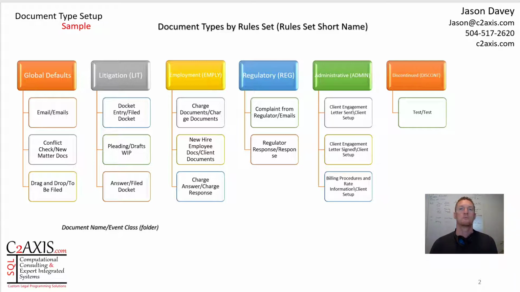And then add with those global defaults any area of law specific rule set and document types you need. So you're always going to have the global, but then if you have an employment matter, you add that employment rule set, and then you'll get charge documents, new hire employee documents, and charge answer as the document types that are available because you've added that rule set. Or let's say it's a regulatory matter and you need complaint from regulator and regulator responses document types.